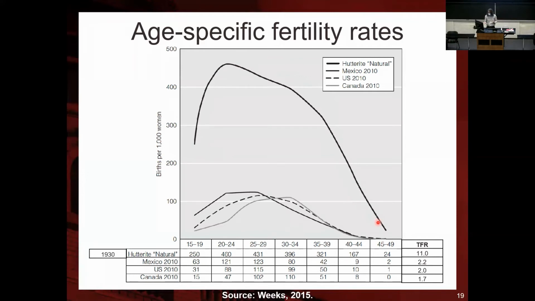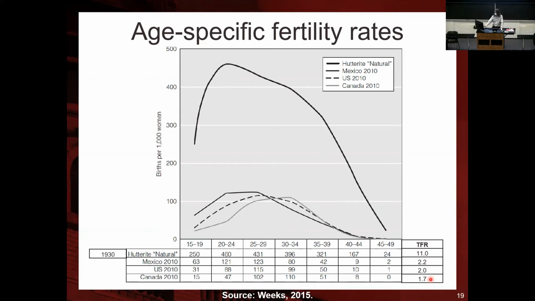In this example, from this other textbook, getting data from Mexico, US, and Canada. For every 1,000 women in these specific age groups, in this specific year, we had 63 births among Mexican women between the ages of 15 and 19, for example. Even lower levels in the US and Canada. See these numbers, much lower than among the Hutterites. Total fertility rate in Mexico at that time, 2.2 children per woman. In the US, 2 children per woman. Canada already really below the replacement level, 1.7 children per woman.